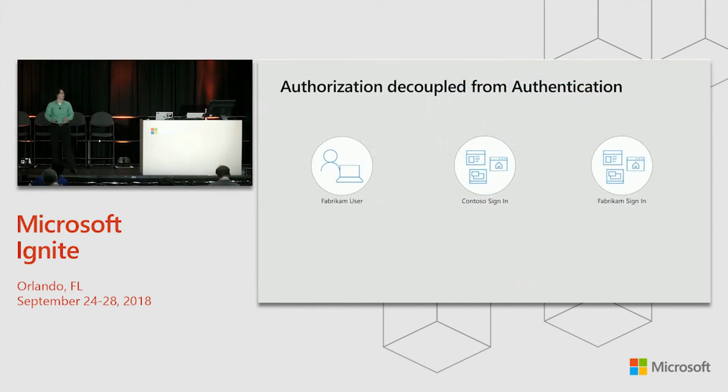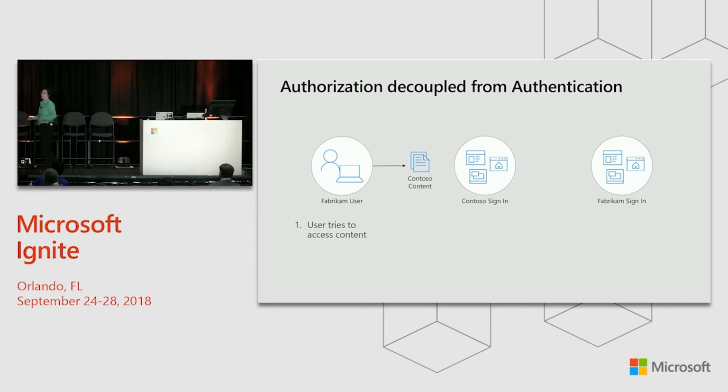Another thing that I want to emphasize a few times is this idea of the authorization step being decoupled from the authentication step. And what that means is that the authorization can happen in the place that's most suited for it, while the authentication happens where it's most suited, and the authorization is the thing that you really care about, and that's the part that you control. So in this example, we'll say a Fabricam user is trying to access some Contoso content.